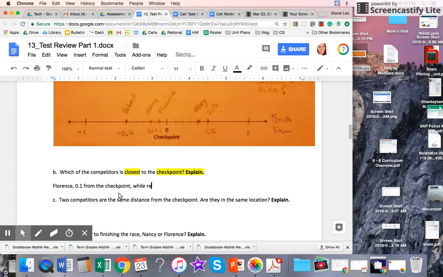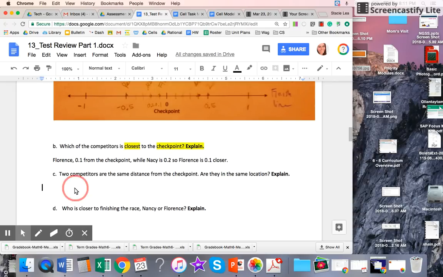I could say, while Rebecca is, wait, not Rebecca, sorry guys. Nancy is 2/10. So Florence is 1/10 closer. Okay, now I'm trying to show you what highly proficient would look like on here. So not only have I said that Florence wins at 1/10 from the checkpoint, but I also compare to Nancy, the next closest, and tell you why Florence is closer.